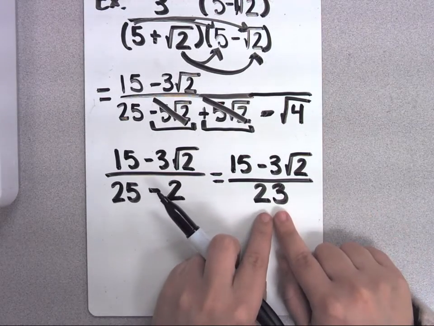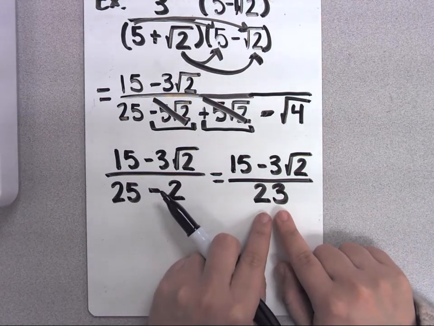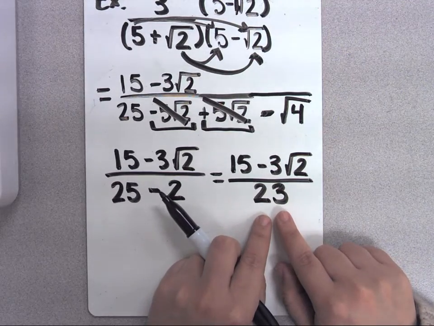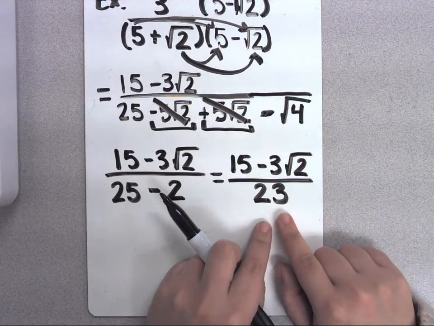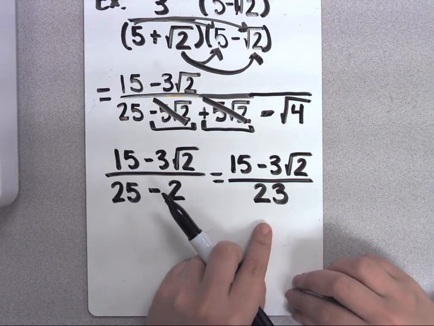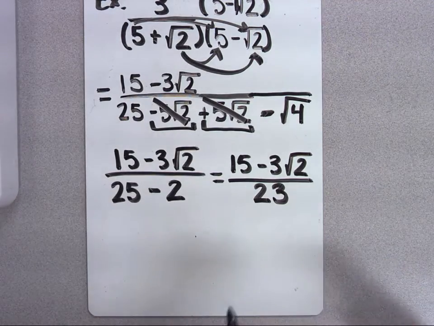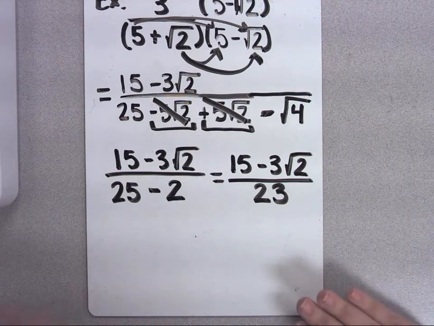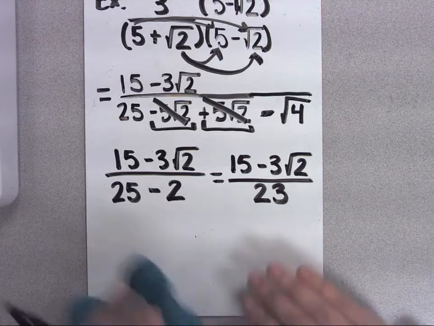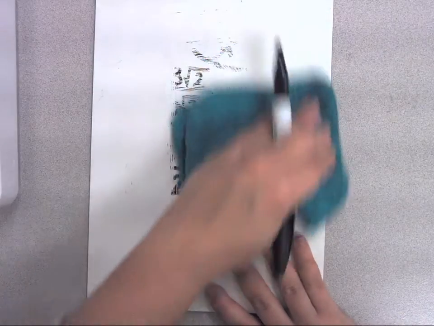But if this 23 had been a 24, they'd all have something in common. They'd have the number 3 in common, right? So you still might have to simplify whole numbers, okay? We're going to do another one, and another one, and another one, okay?